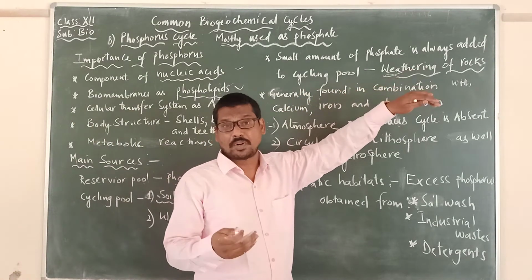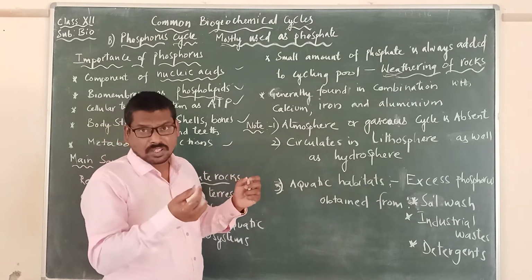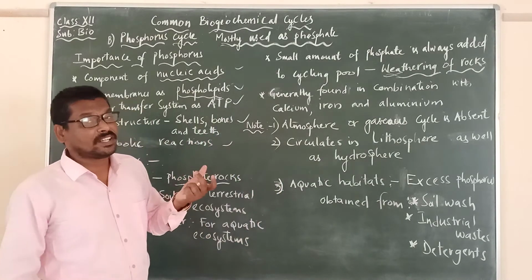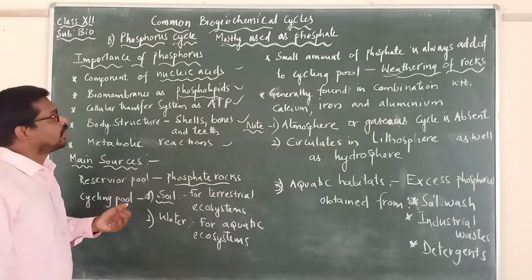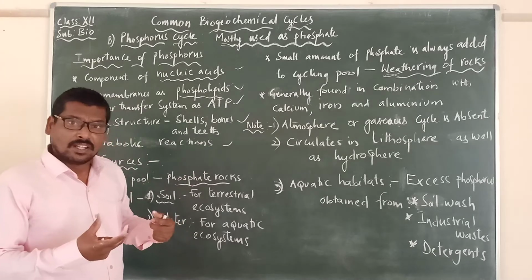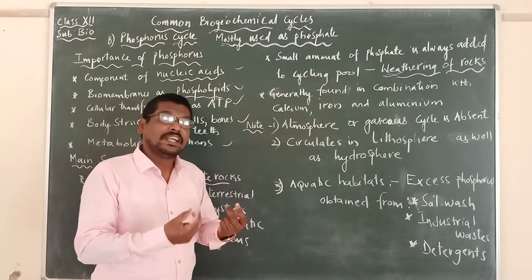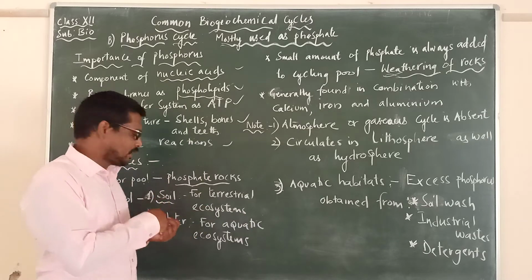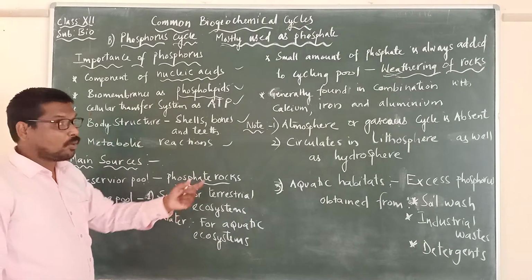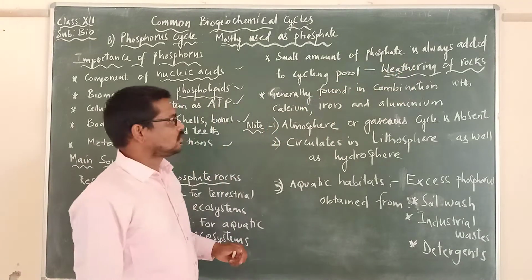Remember, weathering is a slow process where, because of the wind, slowly the rock will get broken into small pieces, which will be containing the phosphate. We should remember, so slowly this phosphate, in a very small amount, is added to the cycling pool. Cycling pool means either the soil or the water. By weathering of rocks, we are saying.